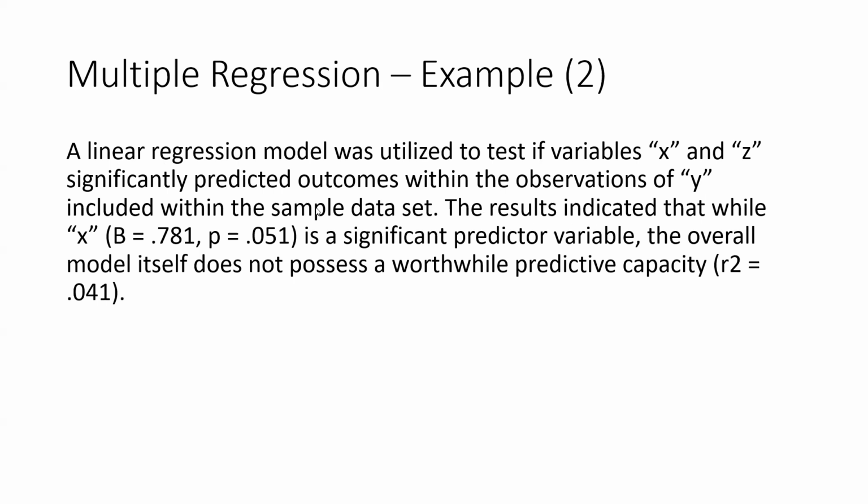The results indicated that while X, and here is the one value and the significance, is a significant predictor variable, the overall model itself does not possess a worthwhile predictive capacity. Predictive capacity is going to be the R squared value. So as you can see, our R squared value is low here. This is not the same as the p-value. We'll go into it later. But you have to determine whether or not the model possesses a worthwhile predictive capacity.